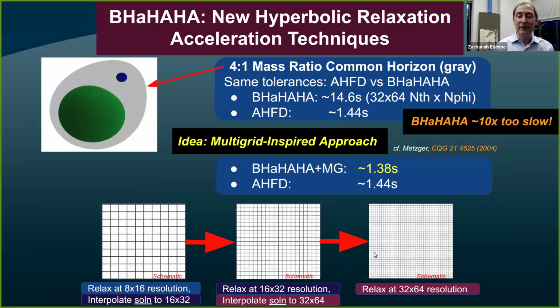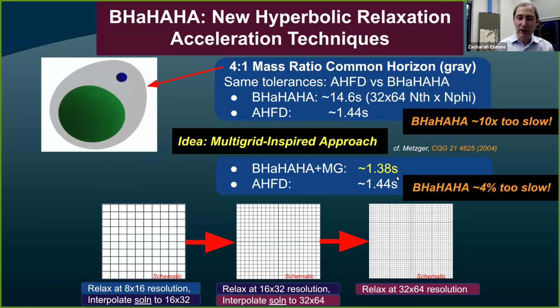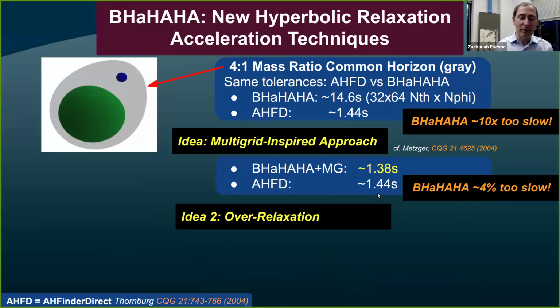With this technique alone, that sped up BHaH by about a factor of 10. Actually, a bit more than a factor of 10. And actually, it's now a little bit faster than HorizonFinderDirect. So hooray, but I'm still a very impatient man. So I tried another idea. Some of the harder horizon finds were taking too long, and I was getting annoyed.